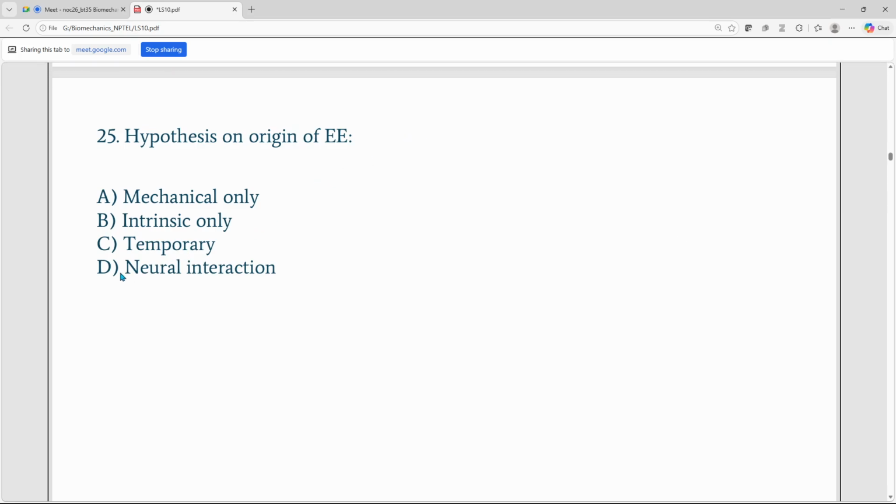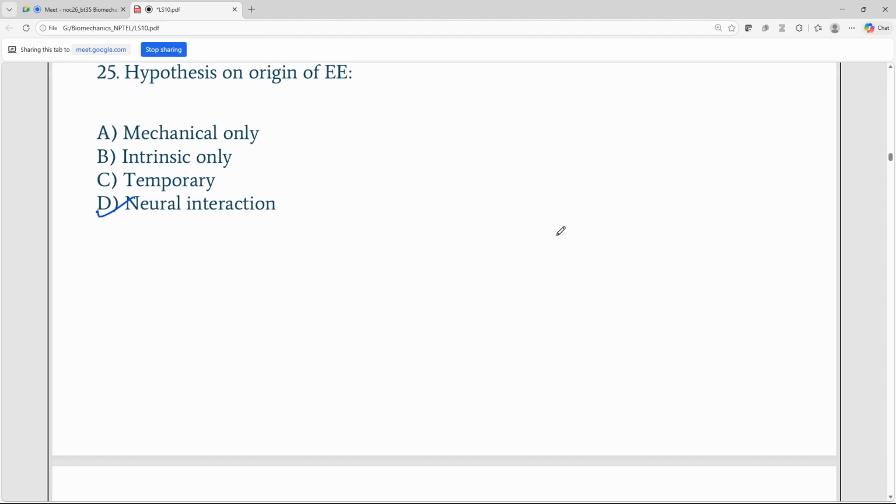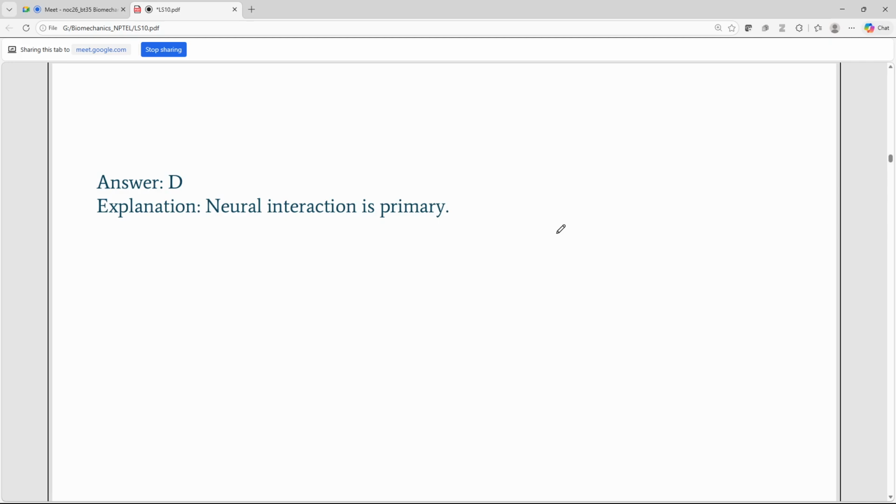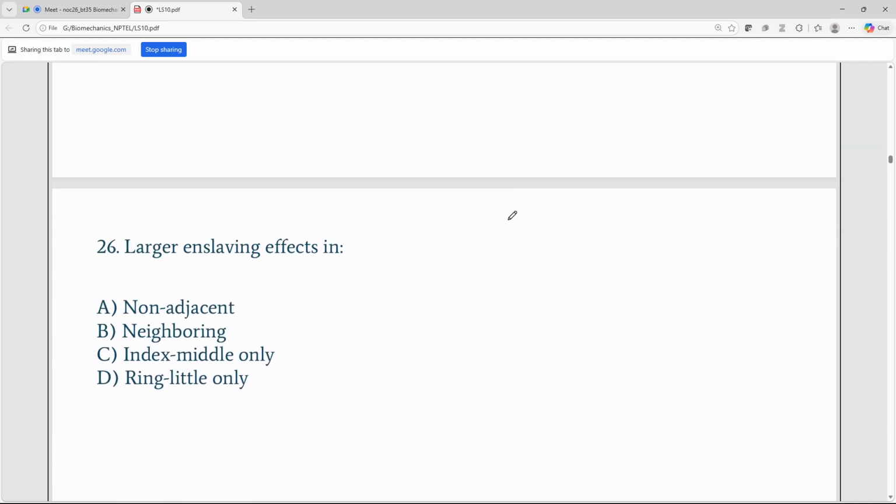Answer is option D, neural interaction. So majorly it's due to the neural interaction among the structures controlling hand muscles. Next question.